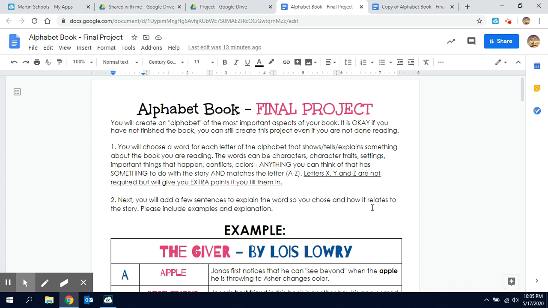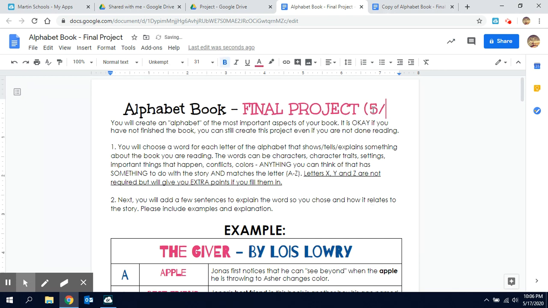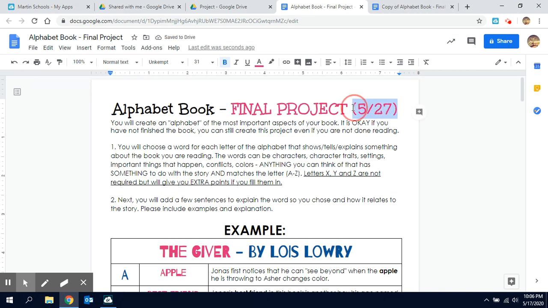Going into this last full week of school, I will still be assigning you reading. I will be assigning you your jot thoughts, and then you will have this to work on. The due date for this will be the 27th. Our last day of school is the 28th. So the due date for this is going to be May 27th, which is also my birthday, by the way.